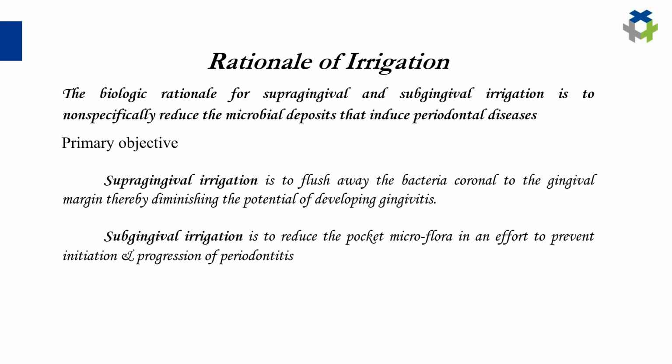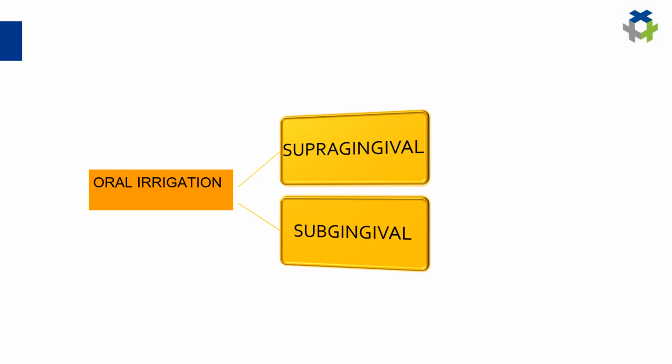The biological rationale for supragingival and subgingival irrigation is to non-specifically reduce the microbial deposits that induce periodontal diseases. The primary objective of supragingival irrigation is to flush away the bacteria coronal to the gingival margin, thereby diminishing the potential of developing gingivitis. Subgingival irrigation is to reduce the pocket microflora in an effort to prevent initiation and progression of periodontitis. So oral irrigation is done supragingivally. This helps flush away the bacteria above the gum line. It reduces the plaque toxins and alters bacterial cell structure, making the plaque easier to remove.